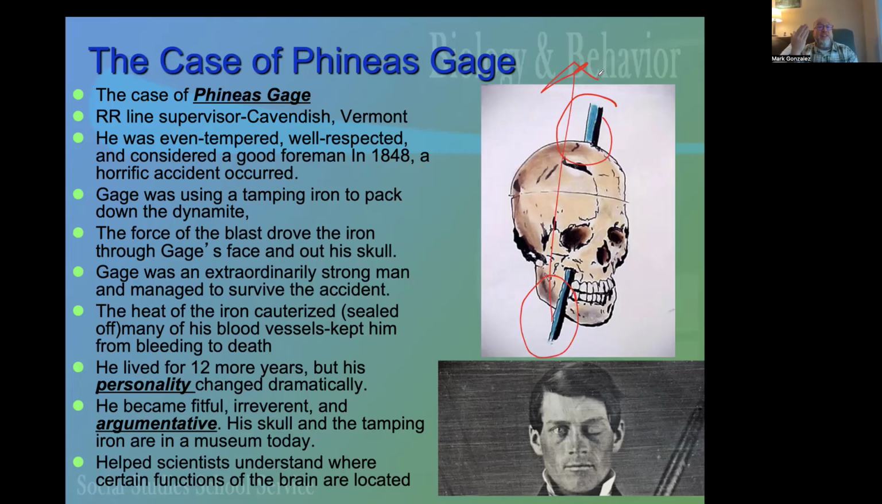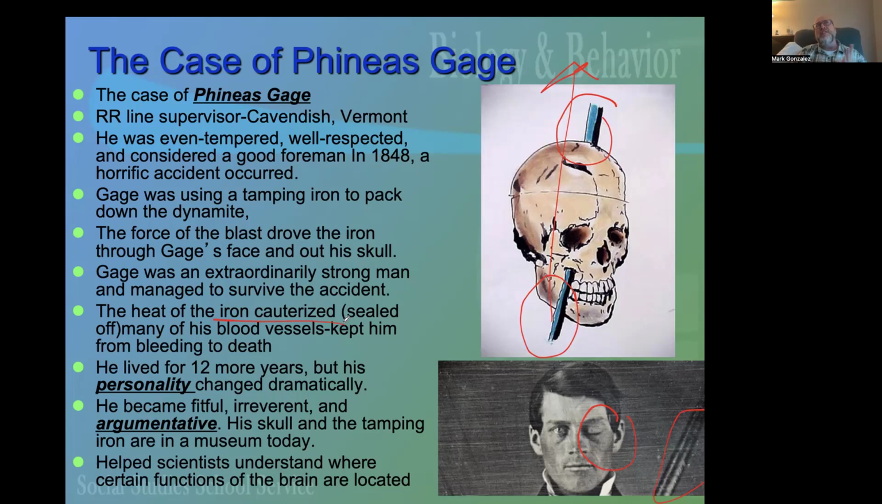All right, he actually survived. He was a pretty strong guy, I guess, and he managed to survive it. You can see here later in his life, he's holding the tamping iron. There was obvious damage, and it went through his skull into his brain and came out the top. But it's kind of interesting: when that thing exploded and went through very quickly, the iron actually cauterized, sealed off many of his blood vessels, and it kept him from bleeding to death. If that had not happened, he would have died immediately.